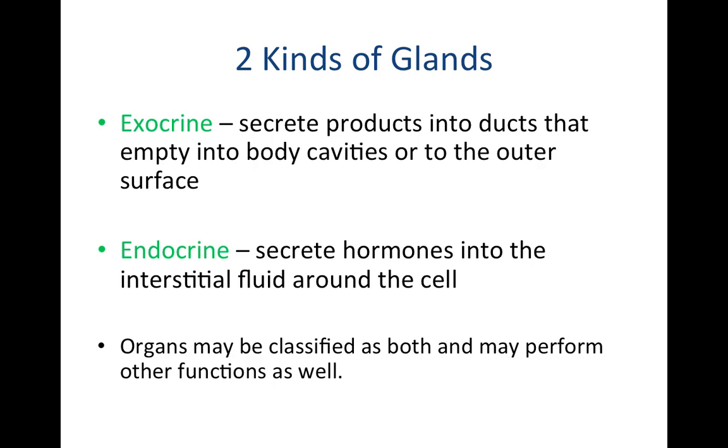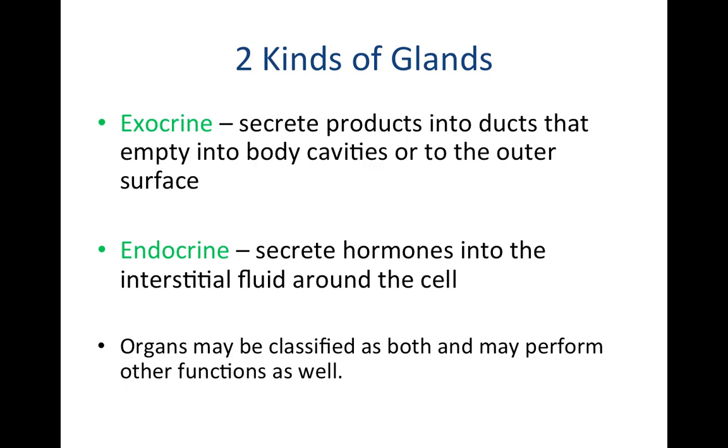Exocrine glands will dump their products into ducts, and from there they can move on to body cavities or to the surface of the skin. So, for example, sweat comes from an exocrine gland. Digestive juices come from exocrine glands.